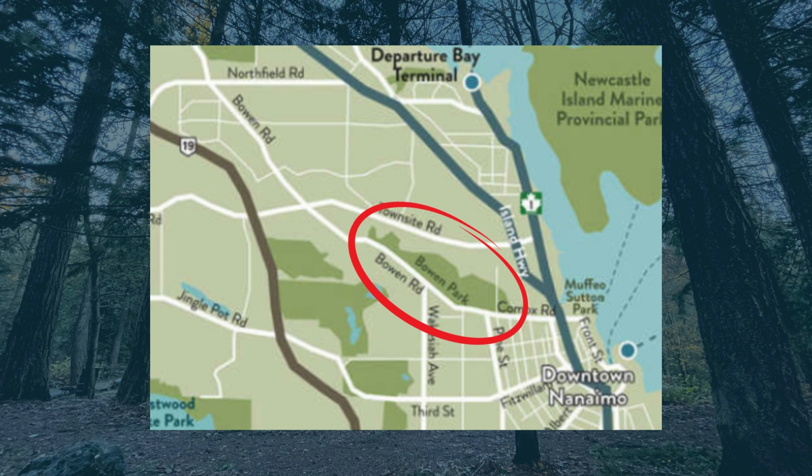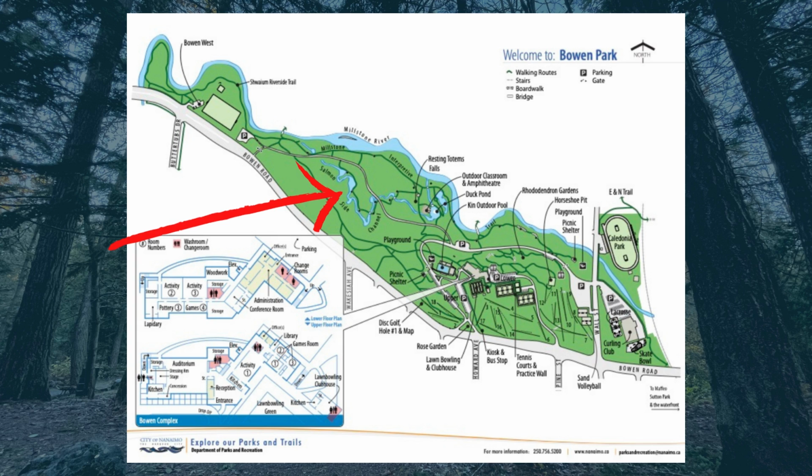Circled in red is Bowen Park. This is a map of Nanaimo. So Bowen Park is just at the south end of Bowen Road, just off of the Island Highway. Here's a map of Bowen Park. The red arrow there is pointing to the Salmon Side Channel. So the park was heavily developed in 2007 to make the Salmon Side Channel an effective home for fish.